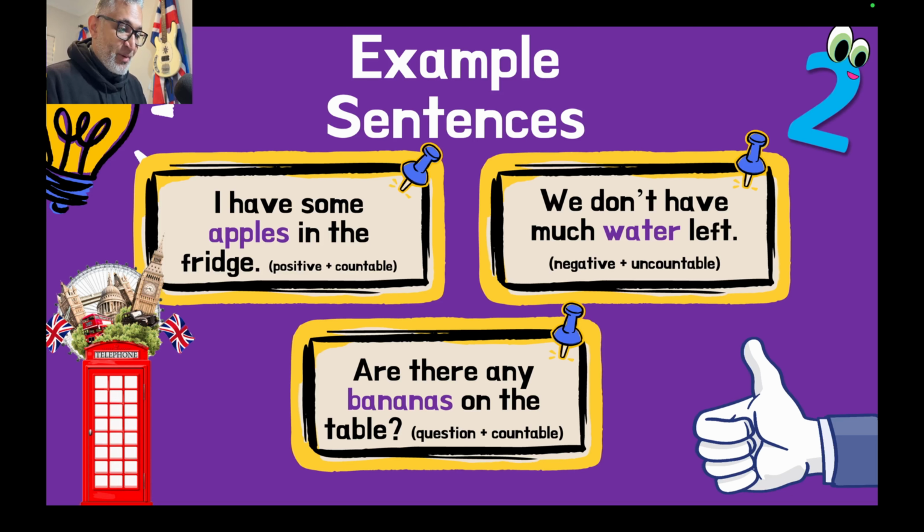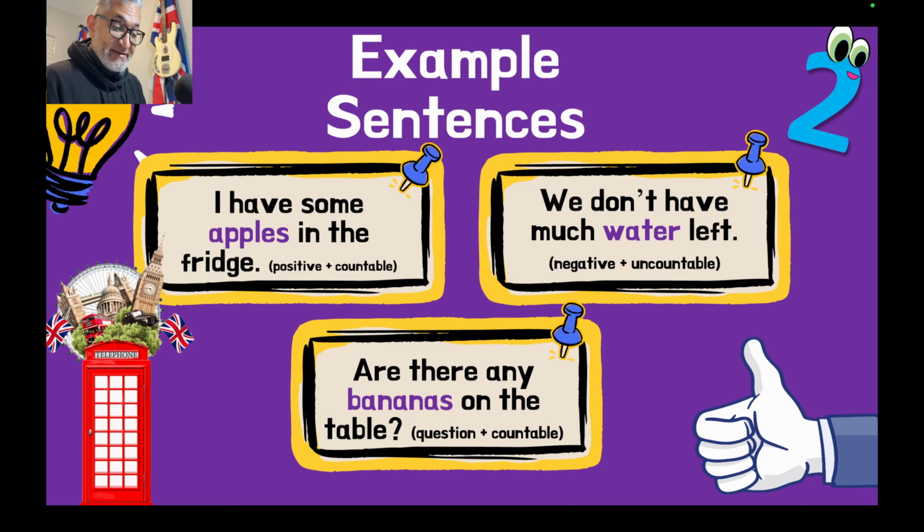I have some apples in the fridge. So the sentence is positive plus a countable noun. I have apples as countable, and the sentence is positive, is affirmative. Okay, so I have some apples in the fridge. This is true. And the other is, we don't have much water left. So the negative sentence, I don't, so it is negative, and the uncountable word water. Take a look. We don't have much water left.